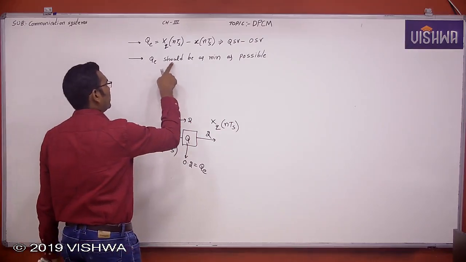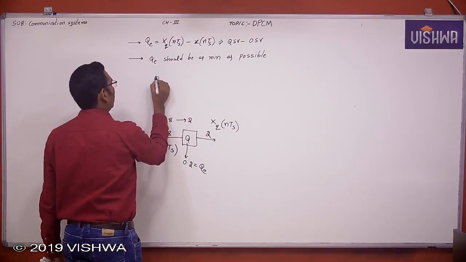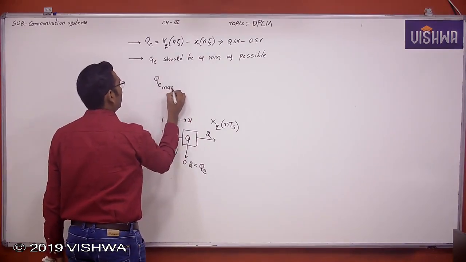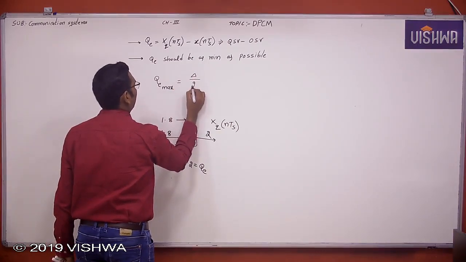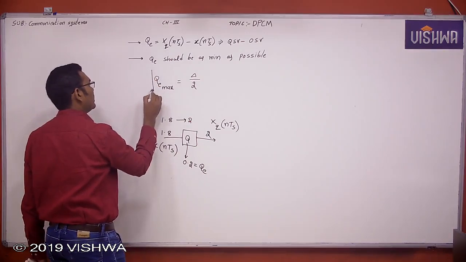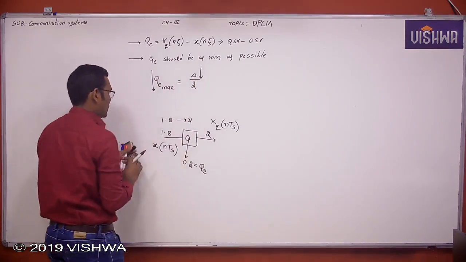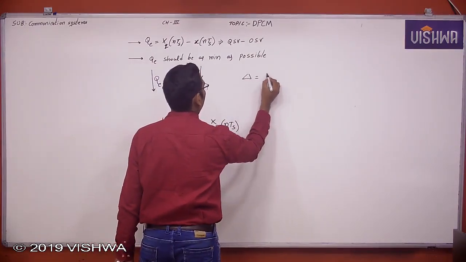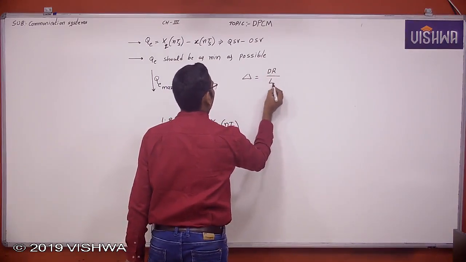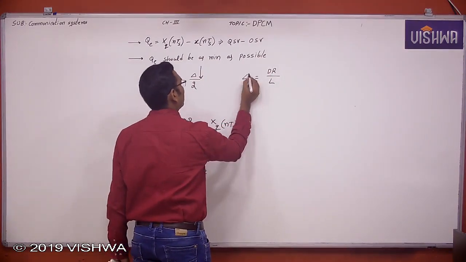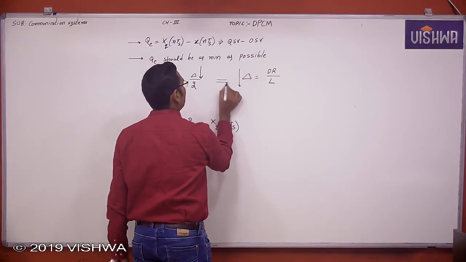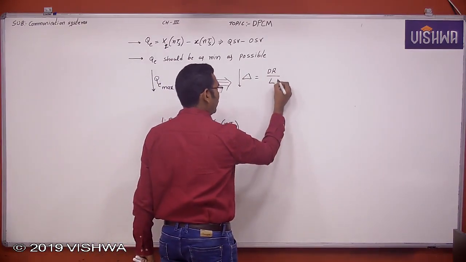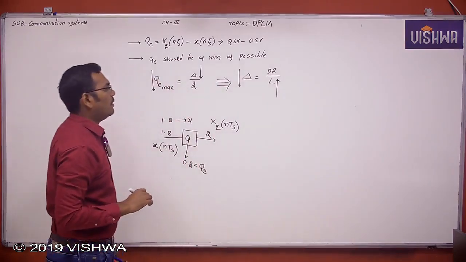If you want the quantization error to be as minimum as possible, what should we do? This deviation should be less. You know that the maximum quantization error is delta by 2. So if you want a minimum quantization error, you want to decrease the step size. What is the step size? The step size is the dynamic range by L. The dynamic range is a fixed range which we cannot change. So if you want to decrease the quantization error, the step size should be decreased. To decrease the step size, L should be increased. What is L? The number of quantization levels.